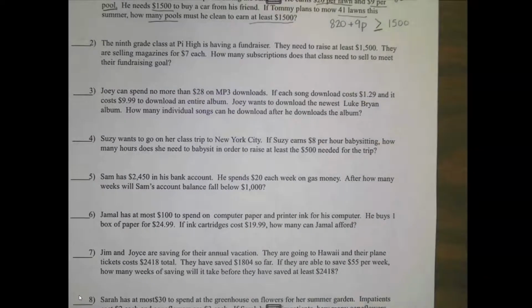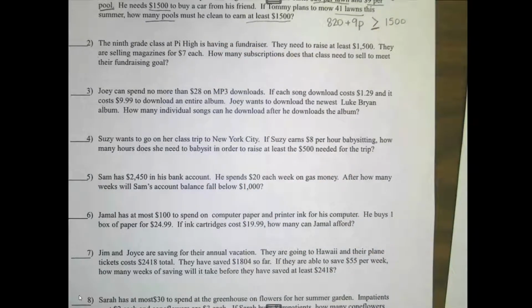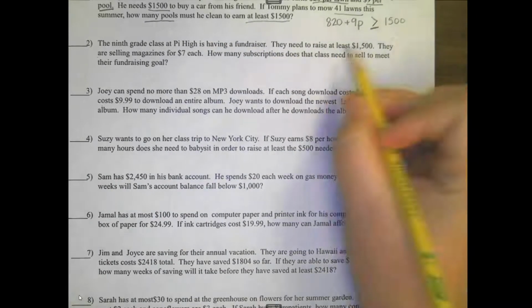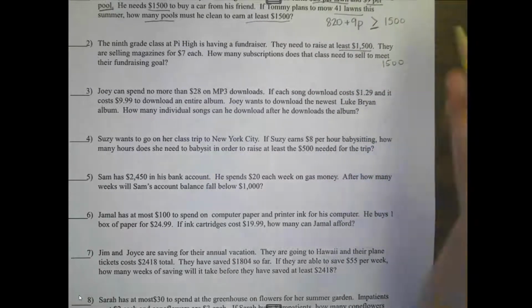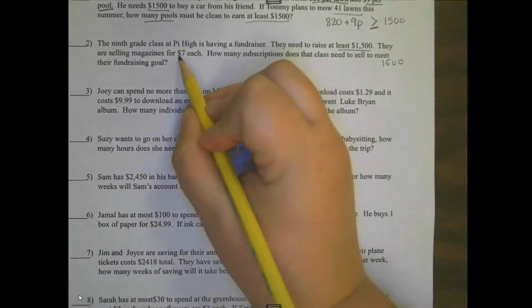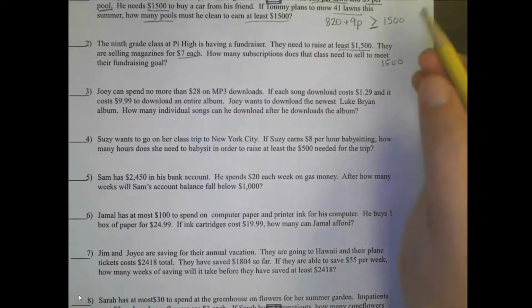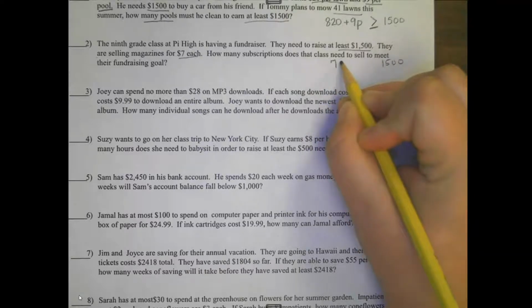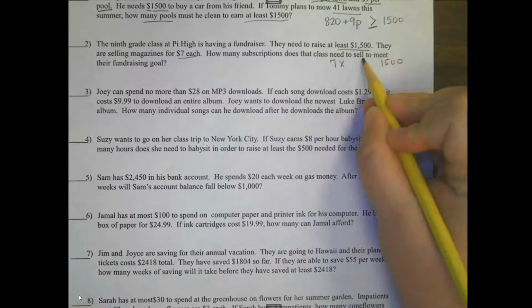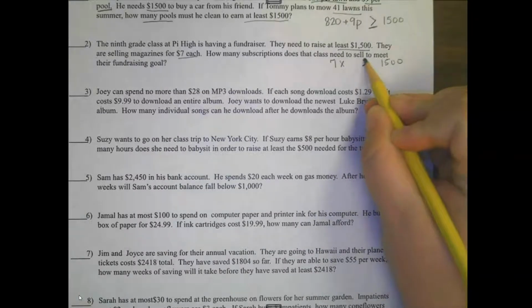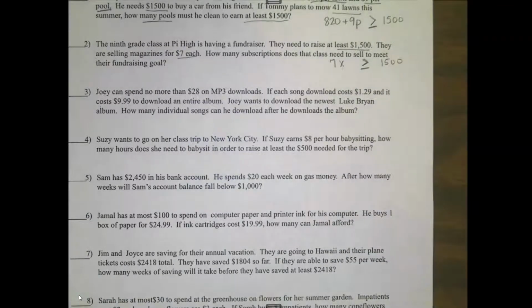Alright, so let's look at the next one. The 9th grade class at Pie High is having a fundraiser. They need to raise at least $1,500. So again, we have that goal of $1,500. They are selling magazines for $7 each. How many subscriptions does the class need to sell to meet their fundraising goal? So $7 for each. And here's what we want to raise, and we want it to be more, or it can equal. So I'm going to go ahead and solve that.